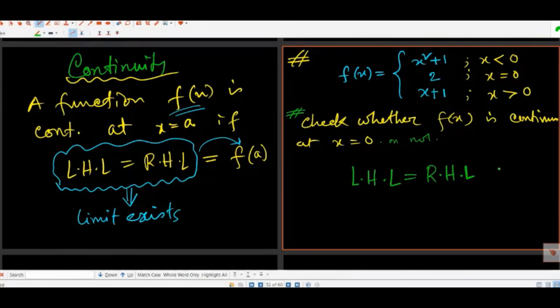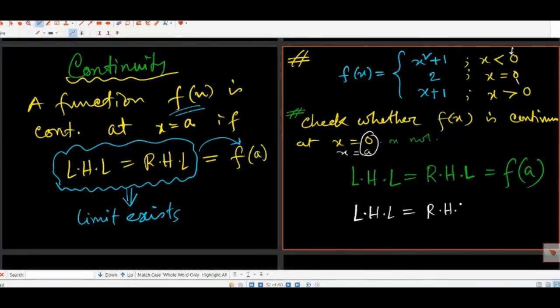If these two are same, we have to also check about f of a. So here, if we compare with x equals a, what is the value of a? 0. So that means we have to find left hand limit at x equals 0, we have to find right hand limit at x equals 0, and we have to also find f of 0.